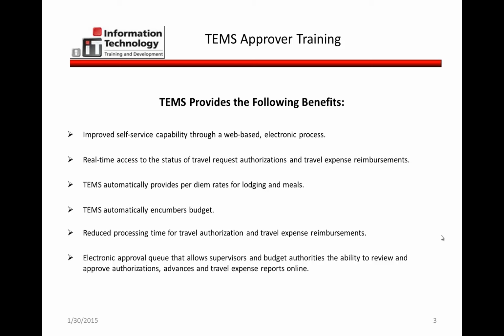Some of the features and benefits in TEMS include improved self-service capability through a web-based application. You'll have real-time access to the status of travel authorizations and travel expense reimbursements. TEMS also provides per diem rates for lodging and meals and automatically encumbers your budget. This reduces the processing time for travel authorization and travel expense reimbursements. An electronic approval queue also allows supervisors and budget authorities the ability to review and approve authorizations and advances, as well as travel expense reports online.